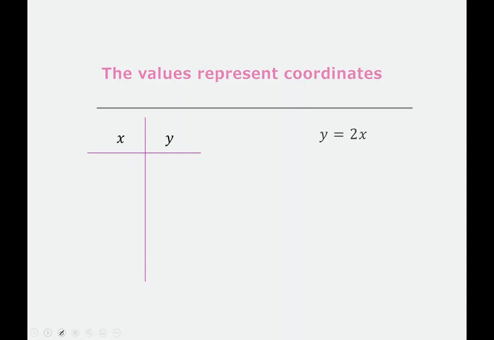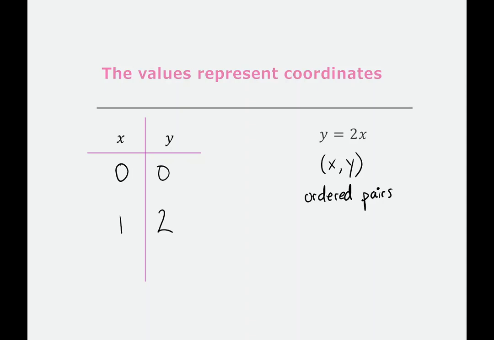So we have our table of values. Let me just fill it in. We have 0, 0, and 1, 2. Now our challenge now is to place these values into coordinates. And remember, coordinates can be written as ordered pairs where x comes before y. They're called ordered pairs because, well, they follow a specific order. And in the alphabet, x comes before y.